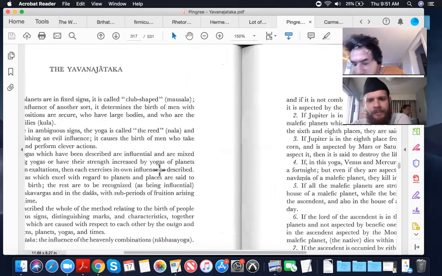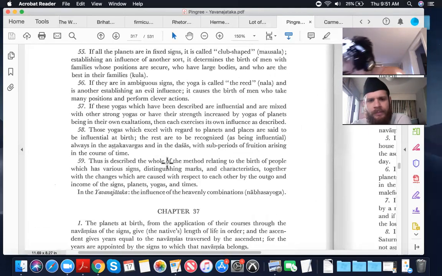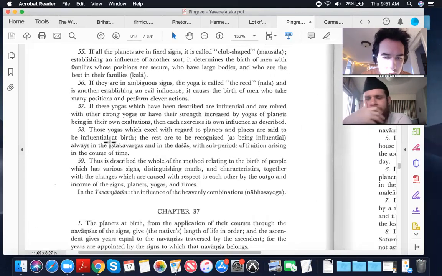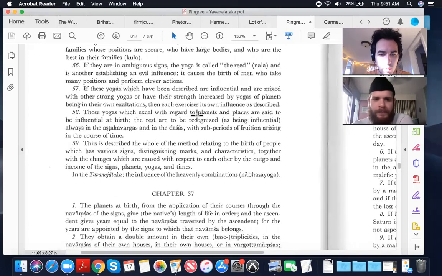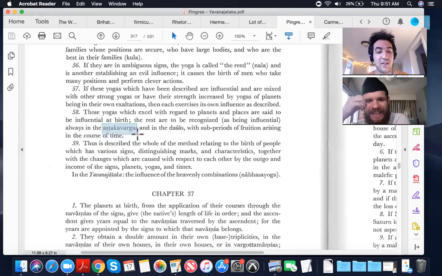Okay, so then the final one I was interested in was 58. Those yogas which excel with regard to planets and places are said to be influential at birth. The rest are to be recognized as being influential always in the Ashtaka Vargas and in the Dashas. Yeah, Ashtaka Varga. That's what interested me. The fact that Ashtaka Varga, if it's what we're thinking it is, this is the first time we've seen this. It's really quite old then. It's potentially a very old system.